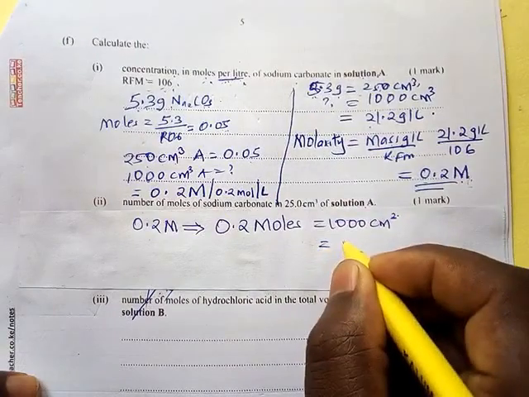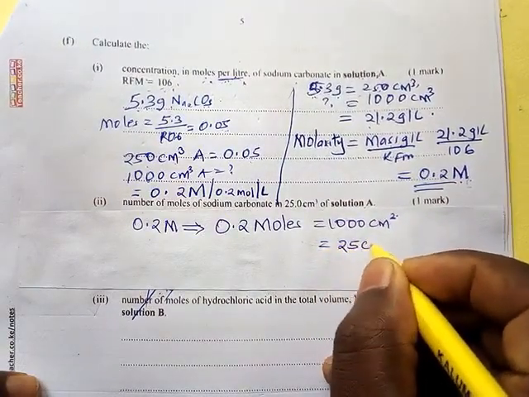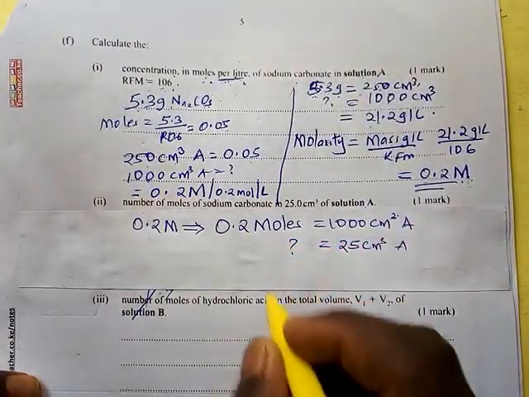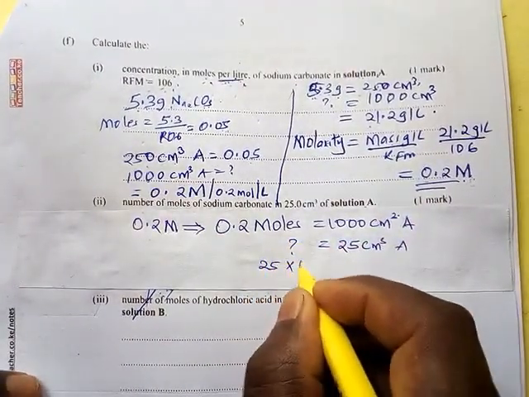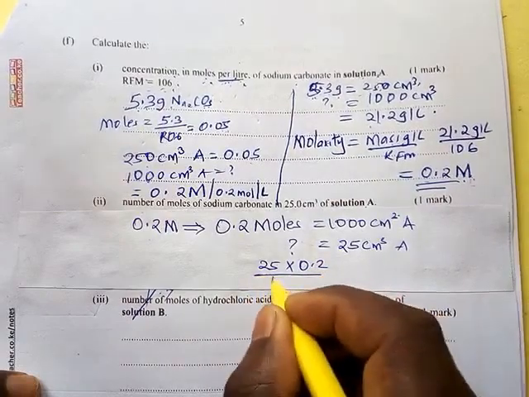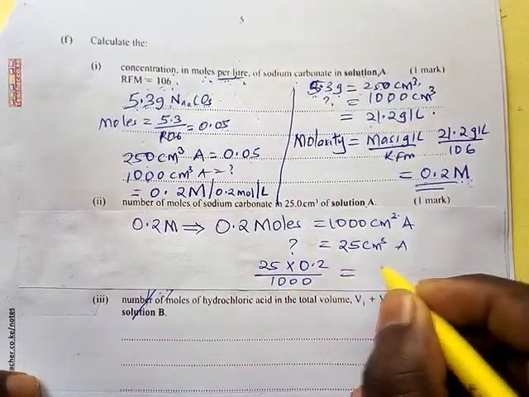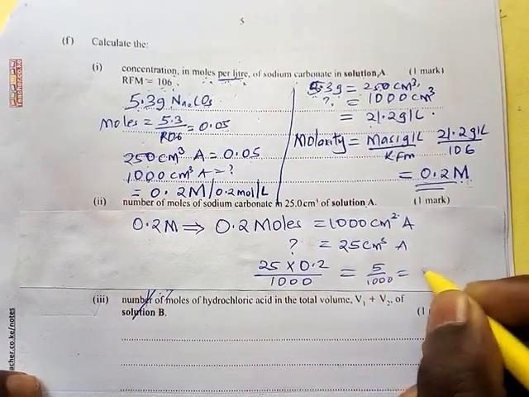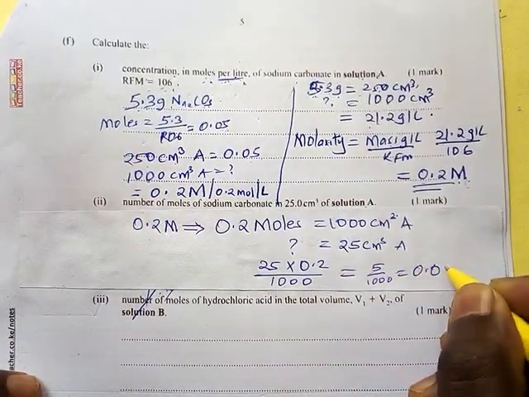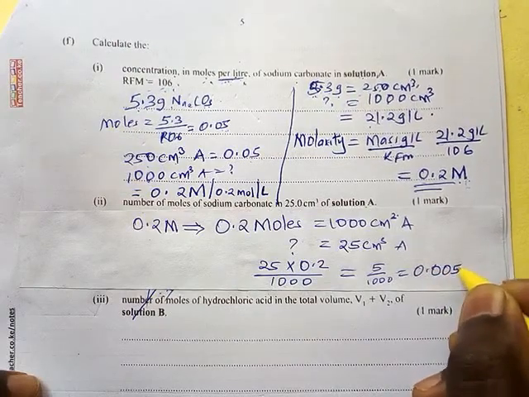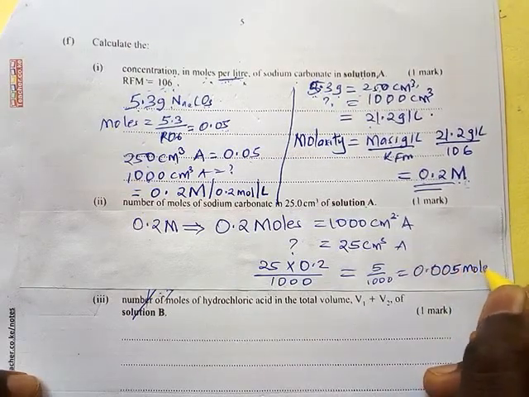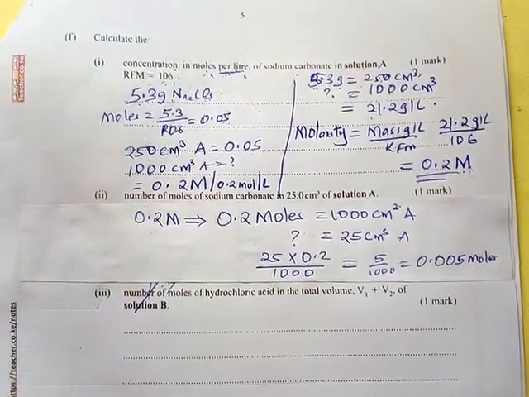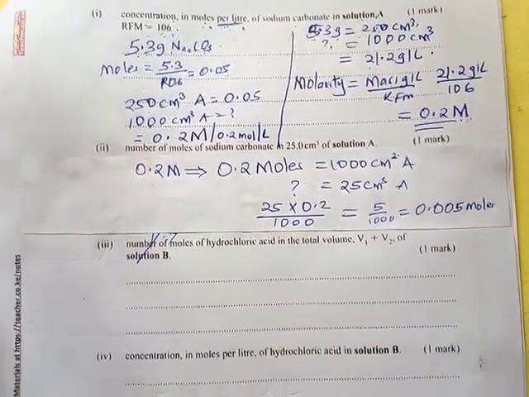So what will be the number of moles in 25 centimeters cube of solution A? That is 25 times 0.2 divided by 1,000. This will give you 5 over 1,000, and this is 0.005 moles. That is the number of moles of the carbonate that reacted with B. Very good.